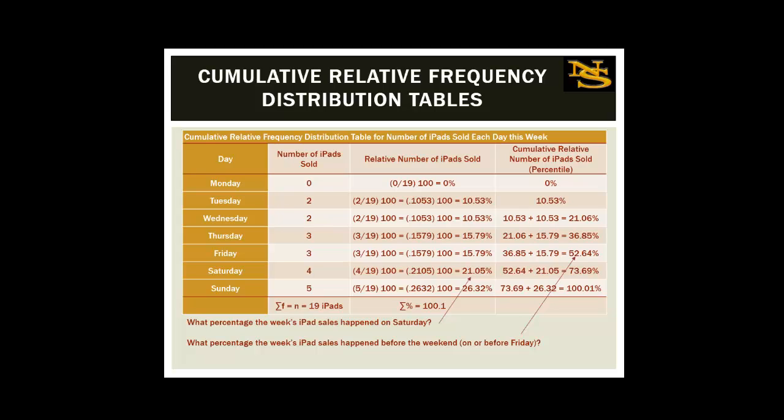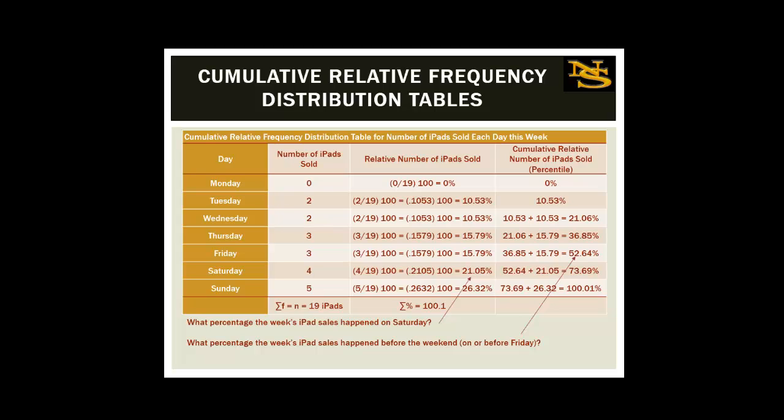So just to answer a couple of questions using this table, people really do get confused about percentiles a lot. That's why I keep explaining over and over again what the interpretation is. So if I ask you what percentage of the week's iPad sales happened on Saturday, I'm not asking you for a percentile. I'm asking you for a percentage. So you could just go to the row that represents Saturday, look at the percentage, and tell me 21.05% of the week's iPad sales happened on Saturday.